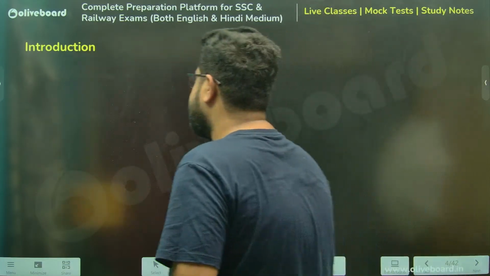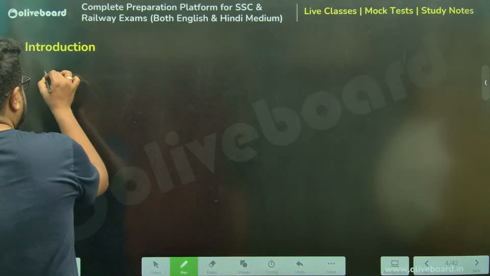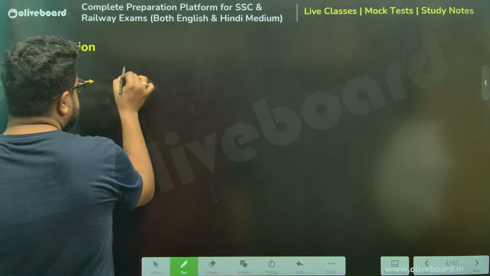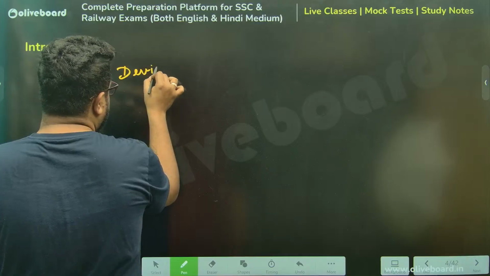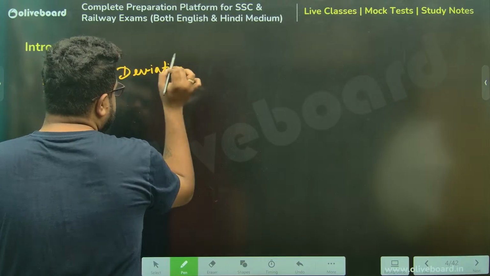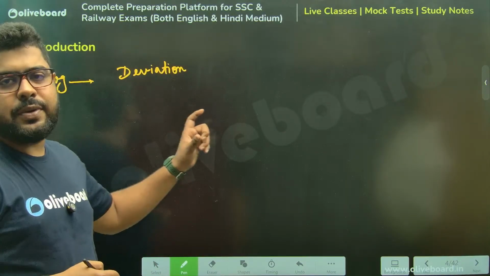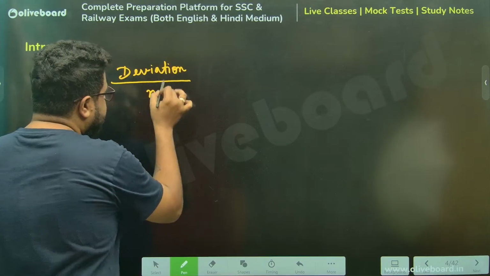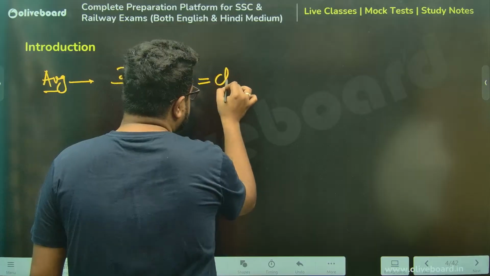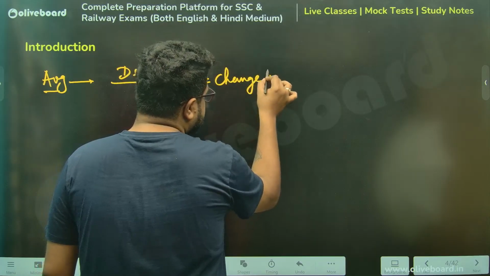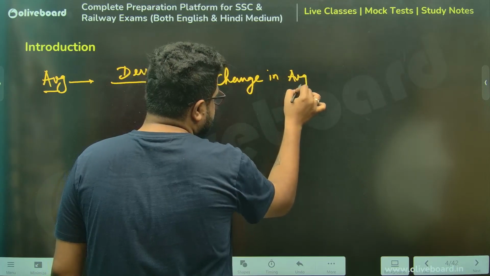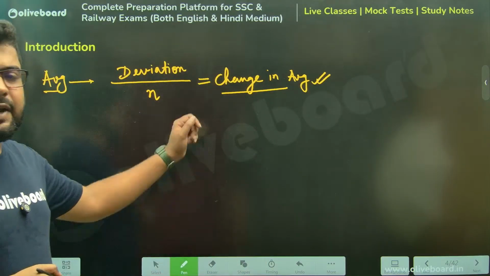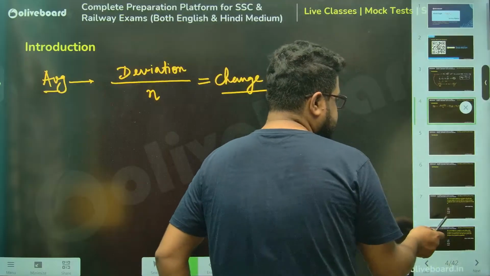So always remember, if I need to find the average, whatever is the total deviation gets equally distributed among all the participants. Meaning, if I divide the deviation by n, that will give me my change in average. This is the key concept right here. We will see a few questions now.